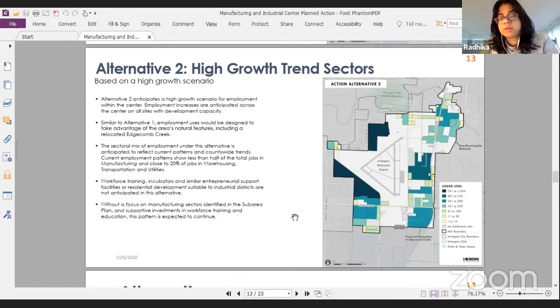Alternative 2 is the high growth alternative. It assumes current existing patterns of sectors, and it just distributes jobs all across parcels where there is capacity. And this would also include a relocated Edgecombe Creek, but the sectoral patterns would remain the same. There would be no housing, there would be no workforce training or incubators or anything like that. And this is expected because without any of those investments, it's assumed that the same sectoral pattern will continue.